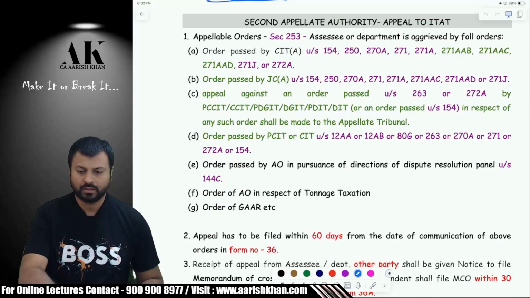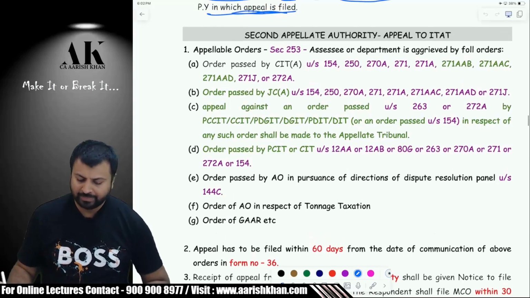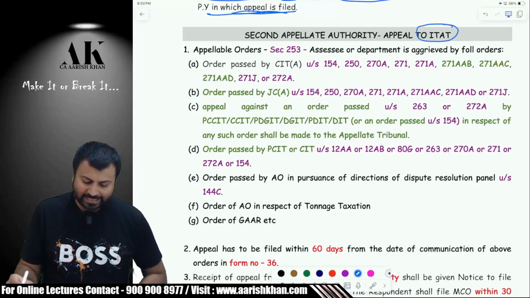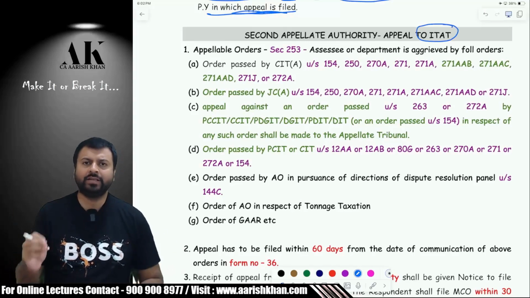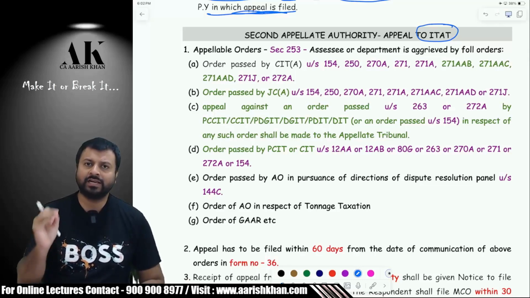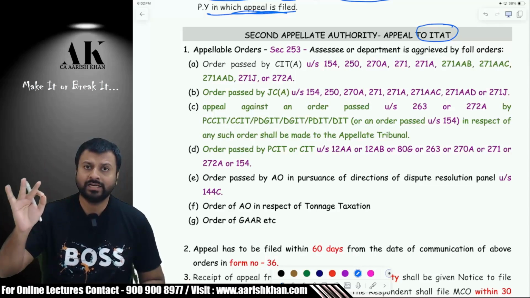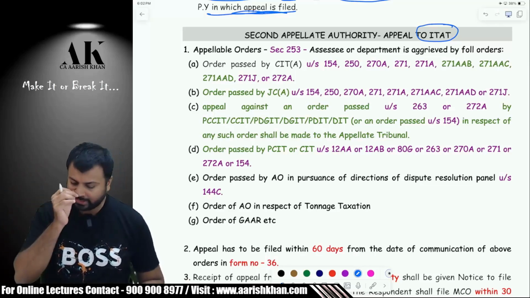Okay. So let's go ahead with the second appellate authority now. The second appellate authority under the income tax law is ITAT. Now who will go to ITAT? Anybody who is aggrieved with the order of CIT appeal or any CIT order. Either a CIT appeal order or any CIT order will go to ITAT. It is as simple as that.